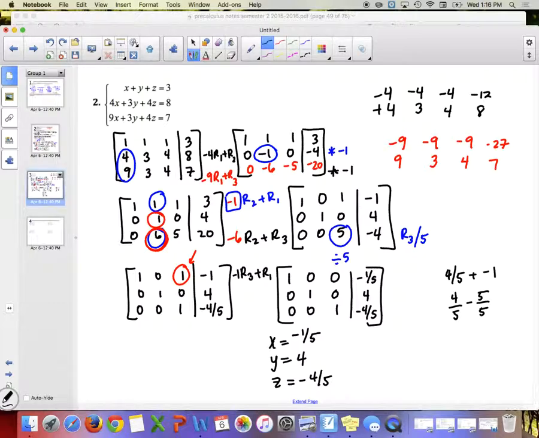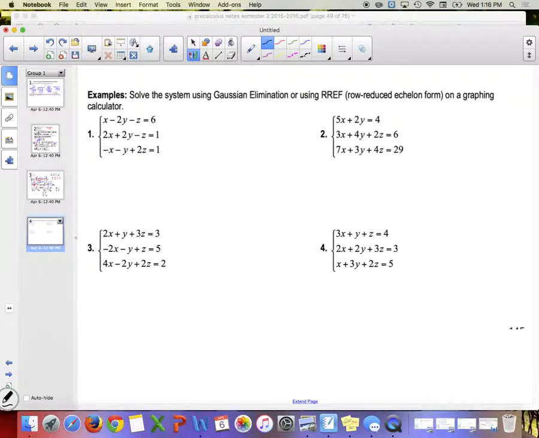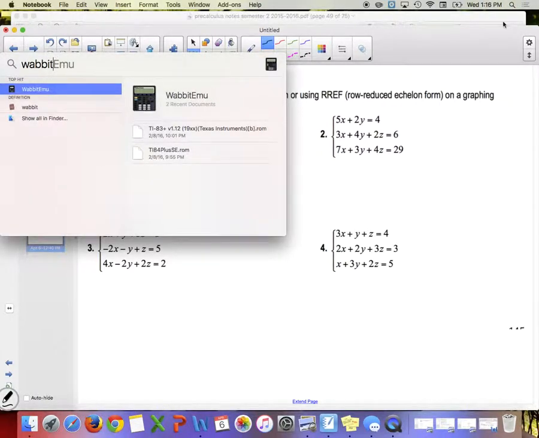Okay. You got it? Good. All right, now matrices aren't always this hard, right? So I've taught you how to use your calculator before with matrices, so we're going to kind of review the calculator stuff too. And that way you can always check your answers as well. So it says solve the system using Gaussian elimination or using row-reduced echelon form on a graphing calculator. Okay, so there are ways to solve on a graphing calculator that you guys have learned before. And I'll kind of review that really quickly with you.